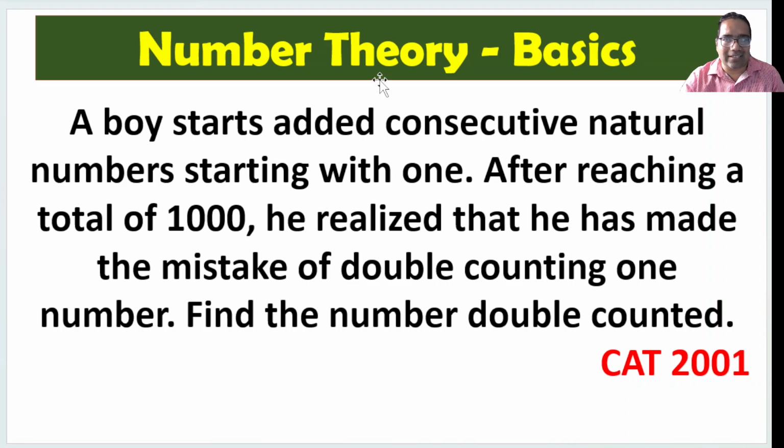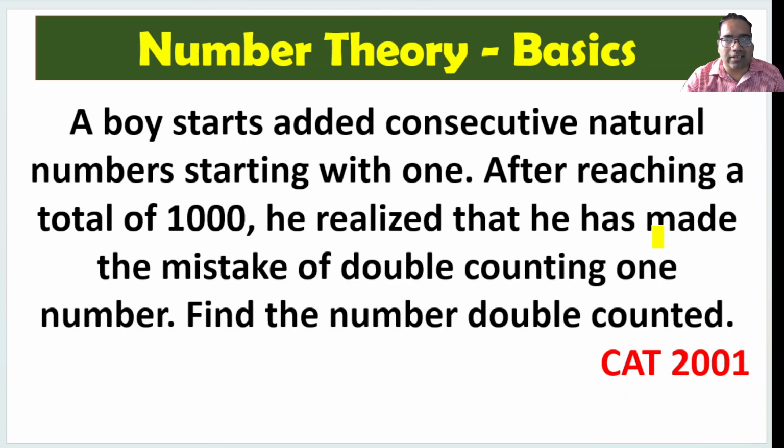Hi friends, here a boy is adding consecutive natural numbers starting with 1. That means 1, 2, 3, 4, 5, 6, etc. Now he reached a total of 1000. He might have added 10 numbers, 50 numbers. Let's see how many numbers he has added.